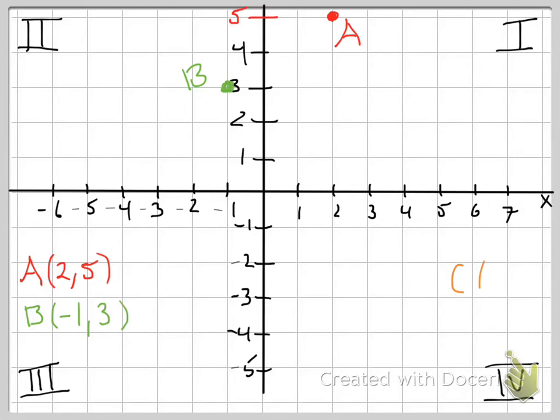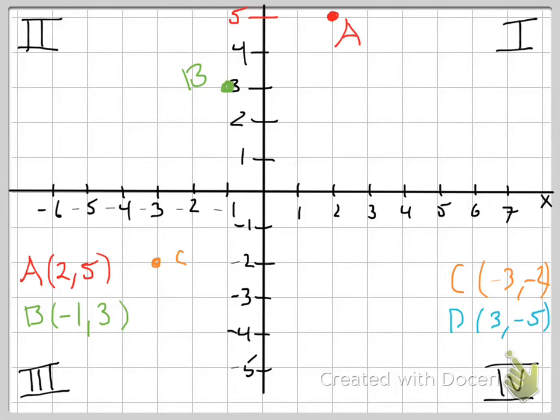And then we'll do a point C, (-3, -2). So we're going to go left 3 to this elevator, and then we're going to go down 2 floors to that point there. We can go ahead and put that point in, and we'll label it. Okay, and I think we'll do a couple more.